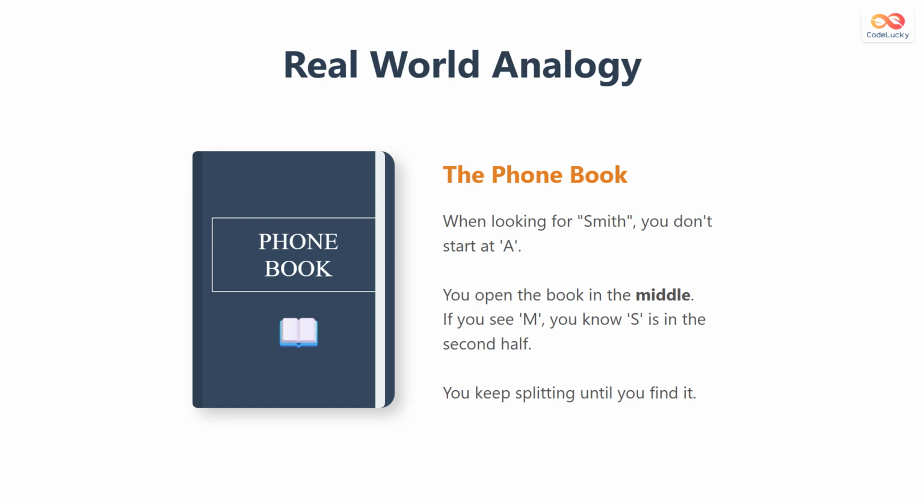Think of an old-school phone book or dictionary. If you are looking for the name Smith, you never start at the letter A and read every page. You open the book roughly in the middle. If you land on M, you know S is in the back half, so you ignore the front half. You repeat this until you find the page. You have been doing binary search your whole life without knowing it.